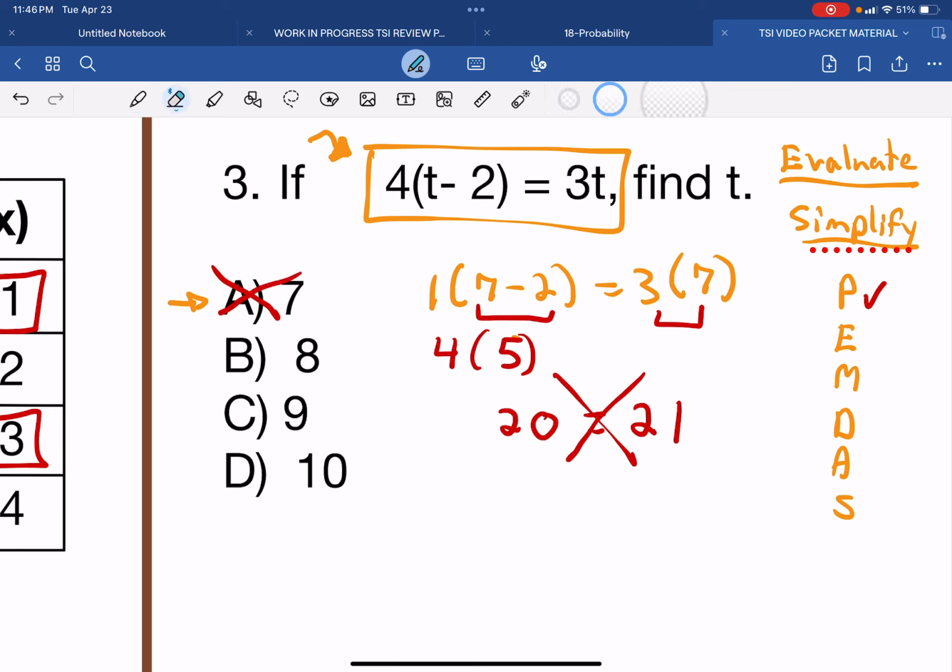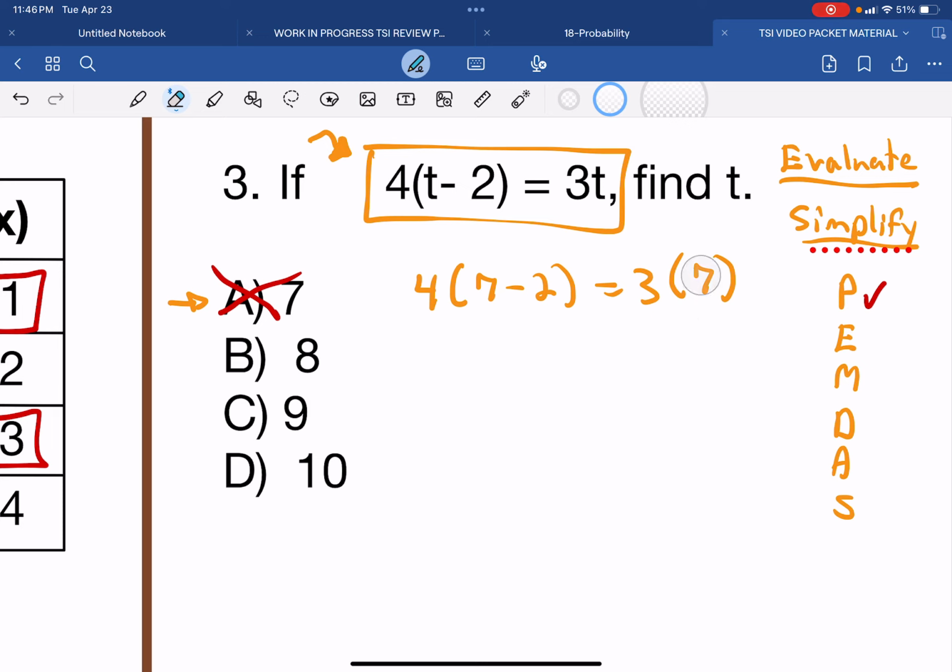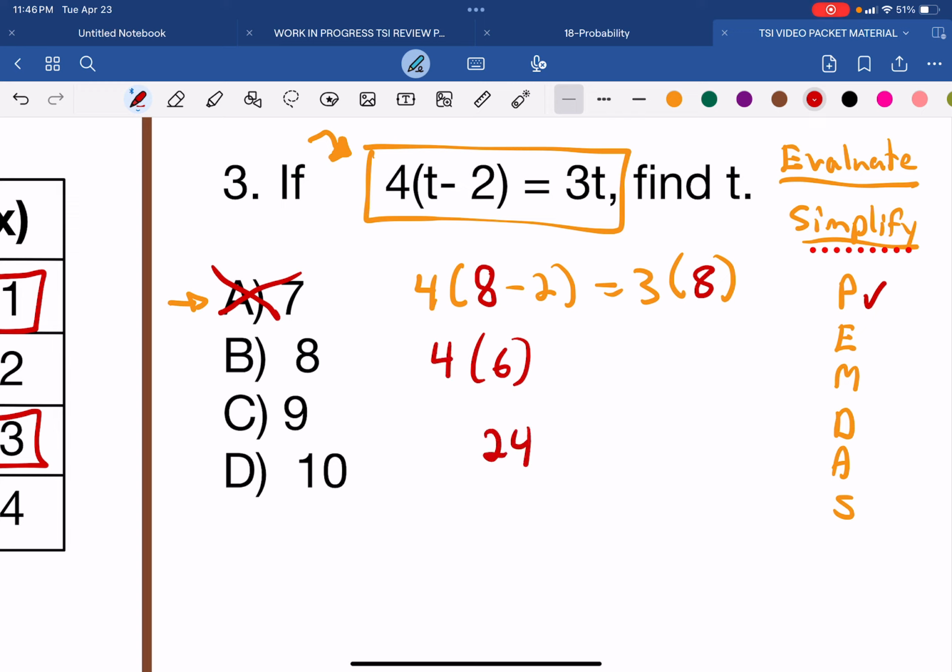Then we're going to do the same thing with answer choice B. I'm going to replace the t's with 8. 8 minus 2 is 6. 6 times 4 is 24. Now let's do the right side. 3 times 8 is 24. They match. Guess what? That is my answer.